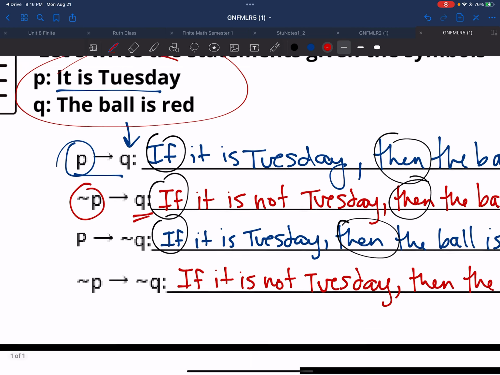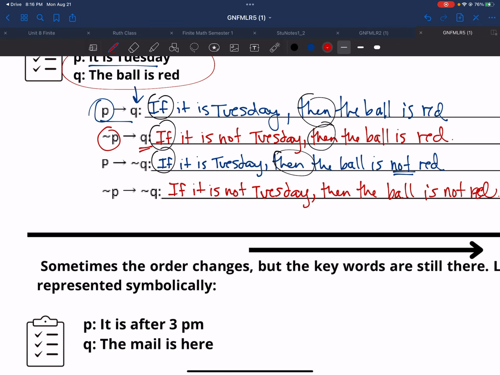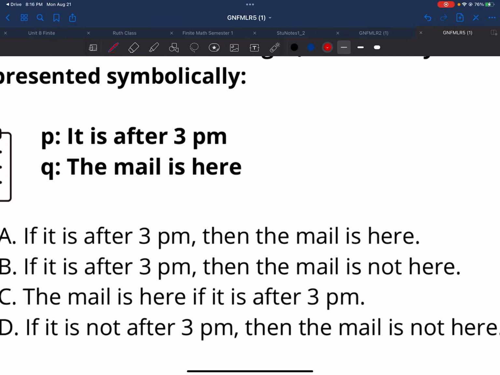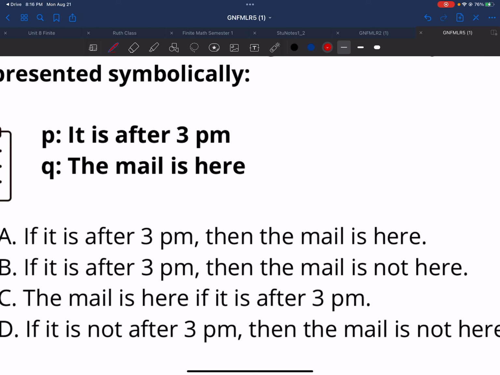All right, so let's see what the next thing that we can do with this. And this addresses the issue that sometimes the order can change, but we have to be very careful with what our symbols are. So here we have a statement. It is after 3 p.m. and the mail is here. So clearly a P and a Q. I'm going to look at my if-then statements. I'm going to circle them.